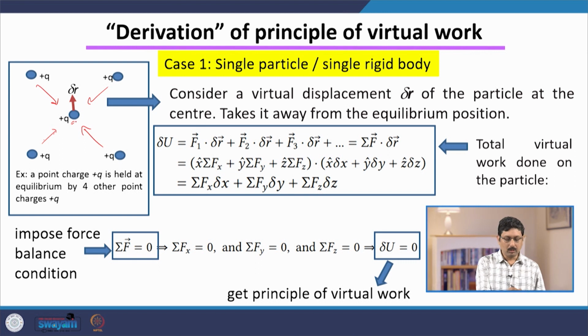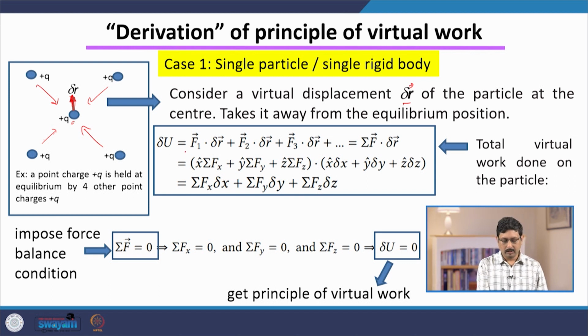Now consider a virtual displacement delta r. Note that delta r is a vector. You move this charge a little bit in any direction, let us say in this direction, as shown by this little arrow. You are imagining this displacement as a virtual displacement. Then it goes to a new position, where this charge is closer to the upper two charges. So the total force is no longer 0, and it is no longer in the equilibrium position. Okay, let us calculate the virtual work.